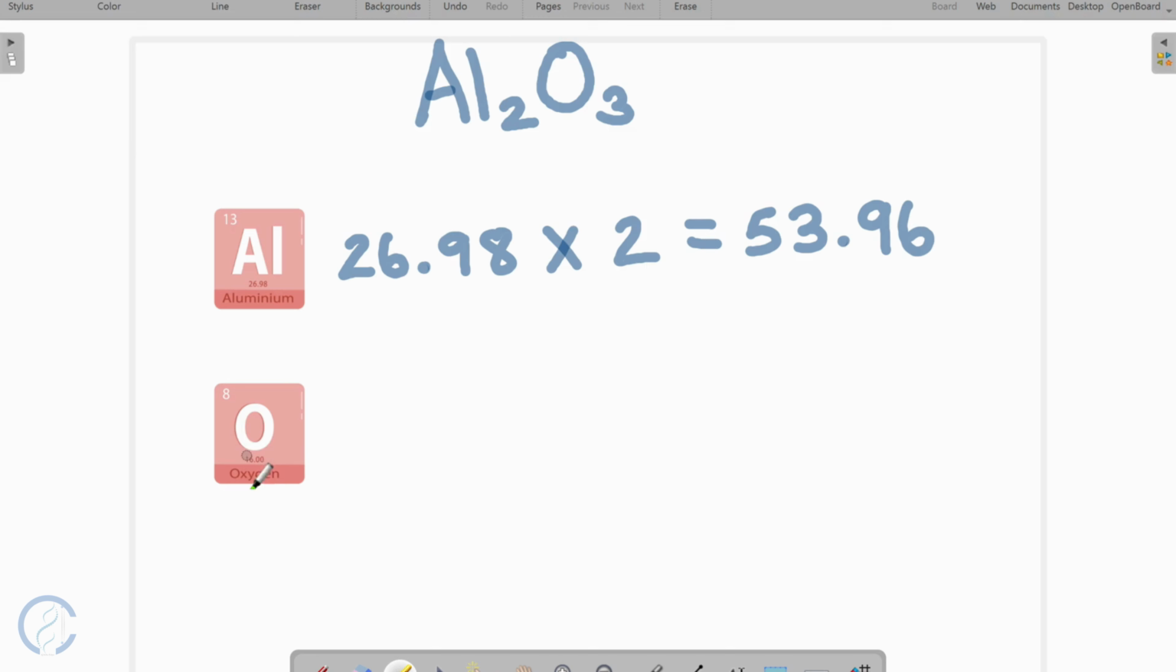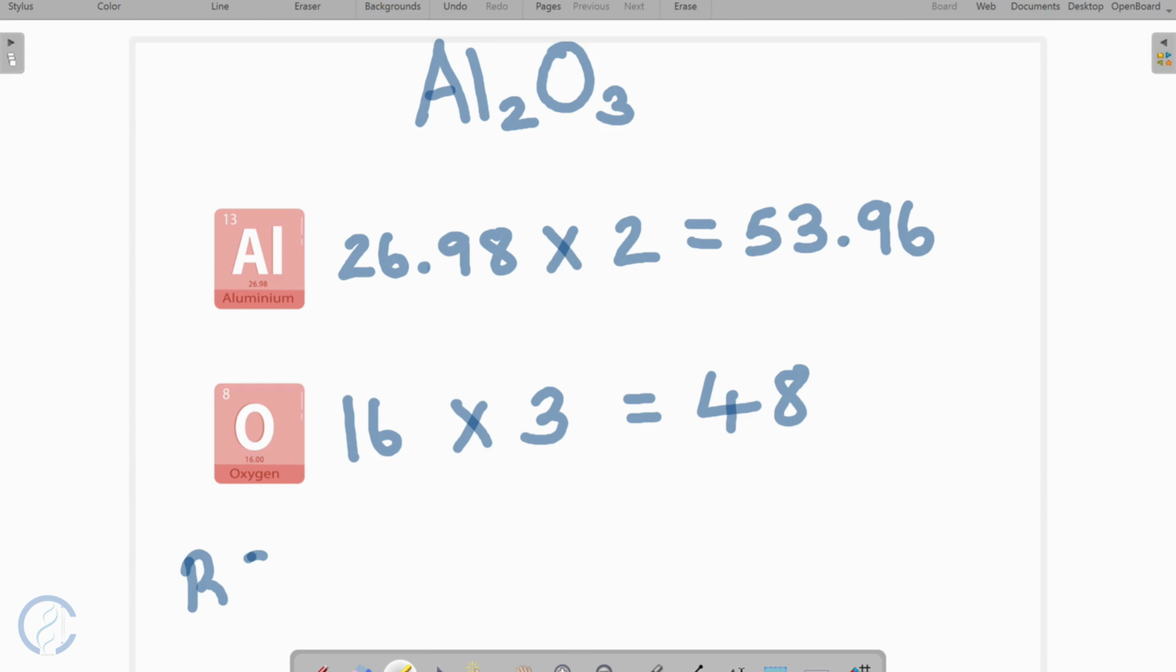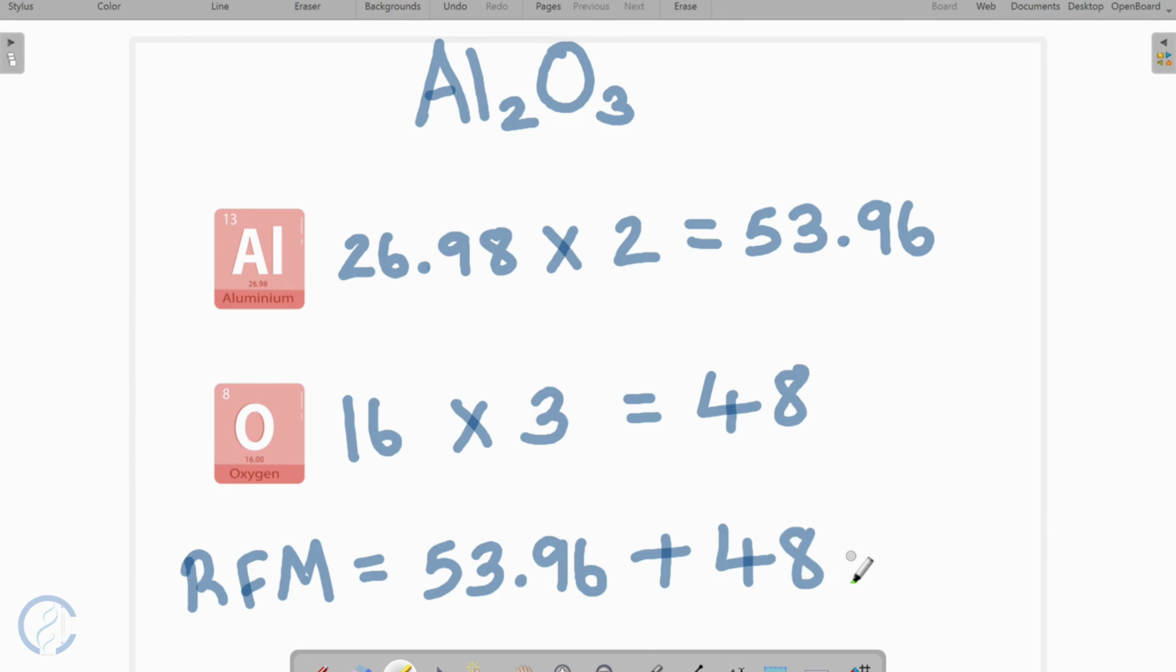The relative atomic mass of the oxygen will be worked out as 16 times 3. We multiply by 3 to account for the 3 atoms of oxygen in the formula. That gives us 48. So the relative formula mass of aluminium oxide, through the combination of both relative atomic masses, is 53.96 plus 48, which is 101.96.